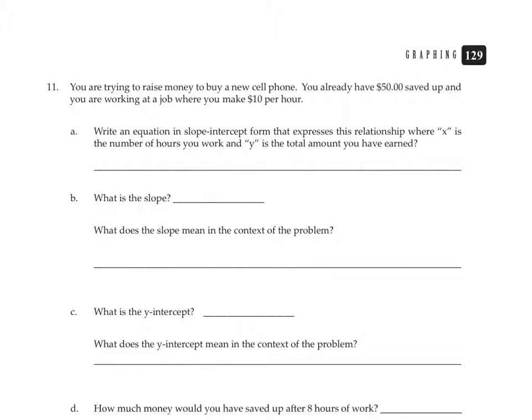All right, we're going to write this in y equals mx plus b. So y is how much money I've earned. I already have 50 saved up. So after I figure out how much I can save by working, then I will add the 50 I already have. So I can save $10. I'm making $10 per hour. So x is the number of hours I work. So that will be $10 times how many hours I work, plus I already have 50 saved up. So y equals 10x plus 50.